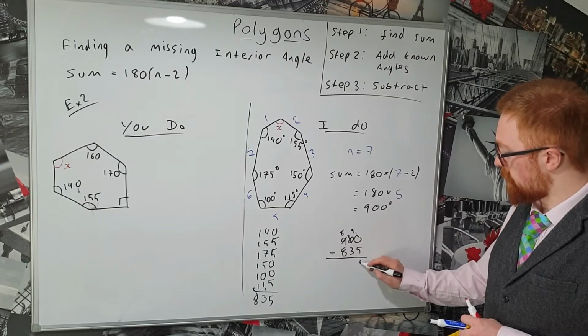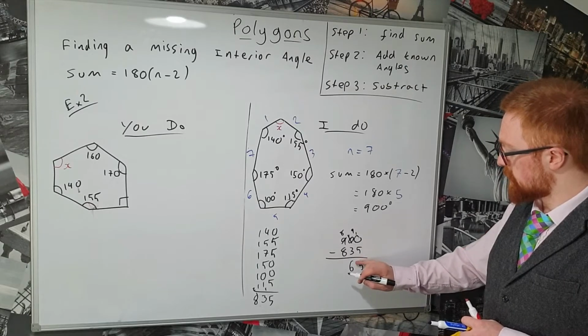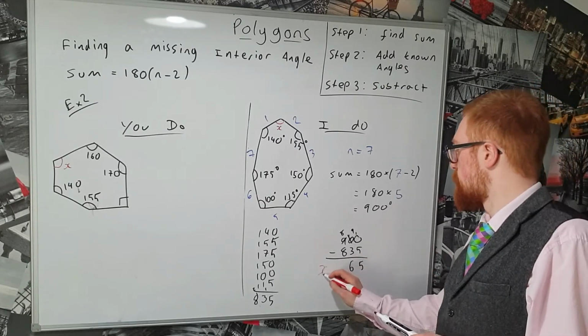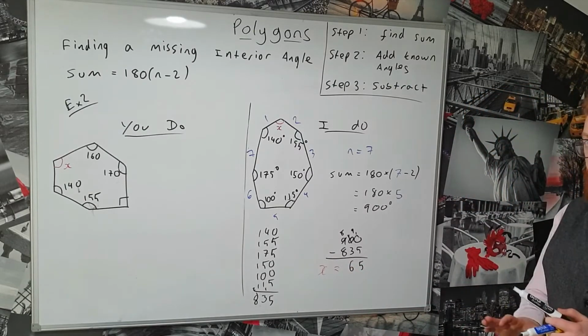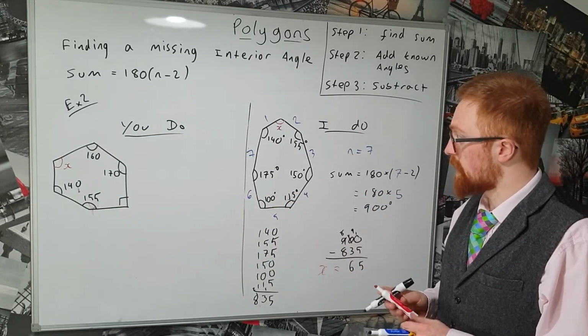So 10 take away 5 is 5, 9 take away 3 is 6, 8 take away 6 is 0. So our final answer is that x is equal to 65. Now is a good time to pause your video if you've not quite finished this one, because I'm going to go through the answers to that in a second.